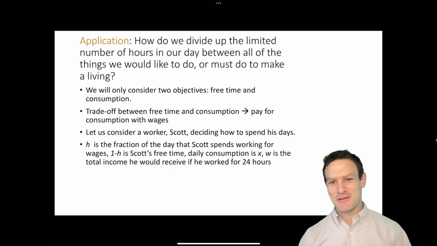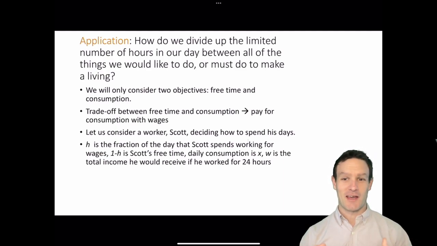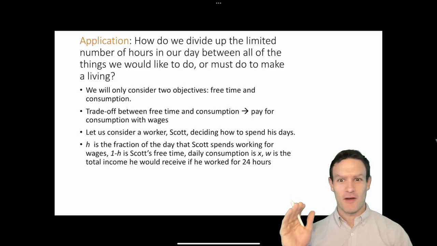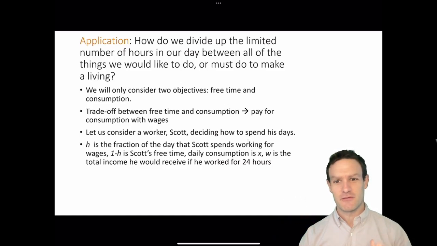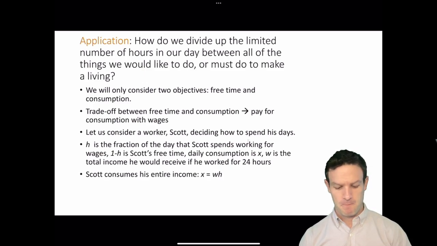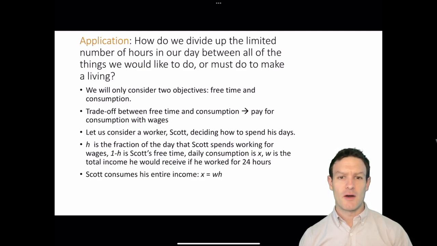So when we think about this, that W is like basically saying, imagine H is just 1, the total fraction of the day. W times H, that's what he would receive if he worked the whole day. And then we're going to see some fraction of the day that he works, and he's just going to get paid for that fraction of the day. So we're not going to talk about total hours here, we're going to talk about the fraction of the day worked. Okay, so Scott will consume his entire income. So what that means is that his consumption X equals W times H.